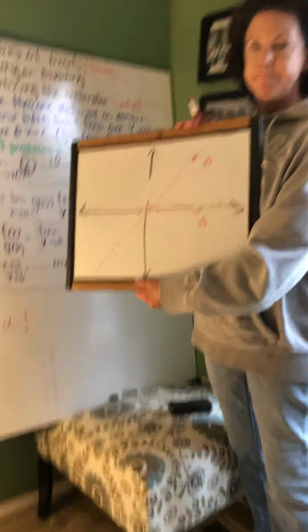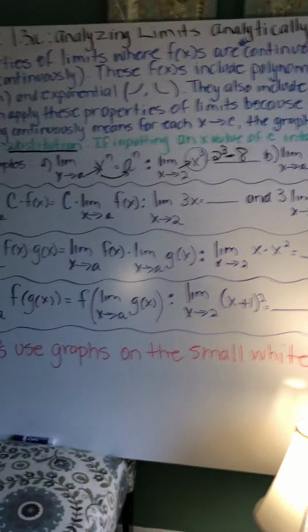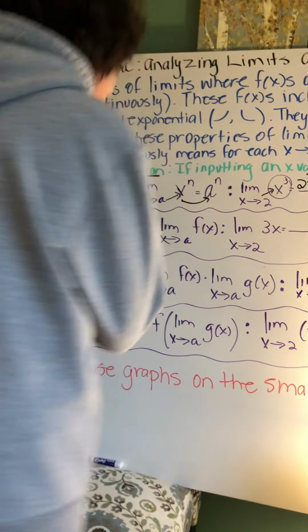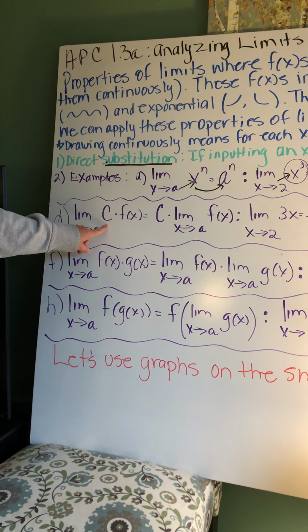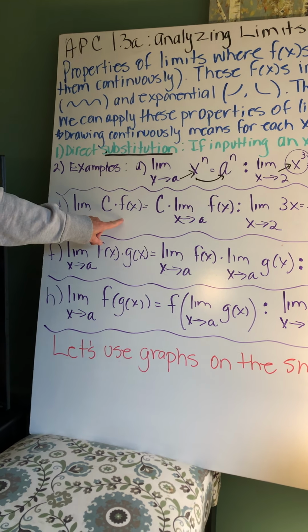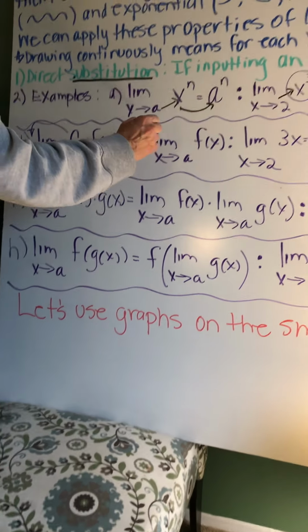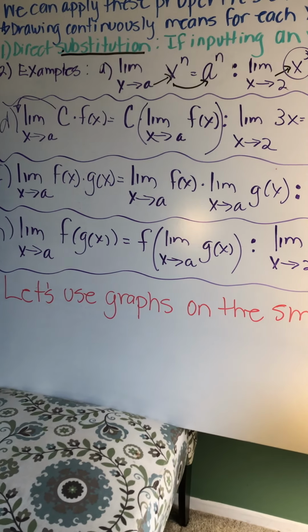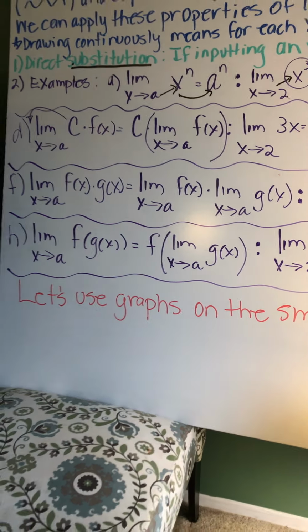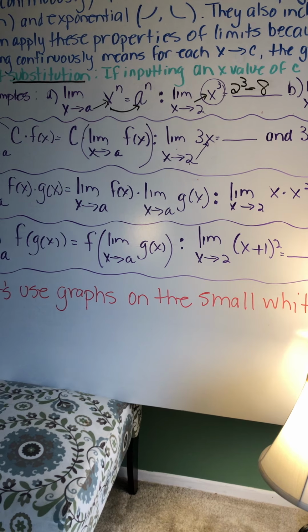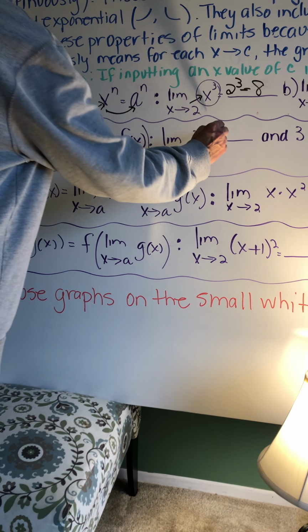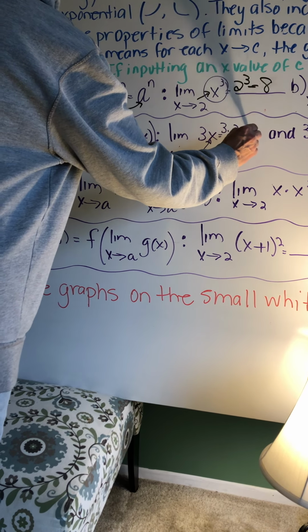Okay, let's take a look at D. The limit as x approaches a of some constant times a function is equal to, you can actually bring the constant on the outside and multiply it by the rest of the limit. So let's take a look at this. The limit as x approaches 2 of the function 3x. Let's see if we can use direct substitution. Let's just put that 2 in for x. Sure enough, 3 times 2 equals 6.